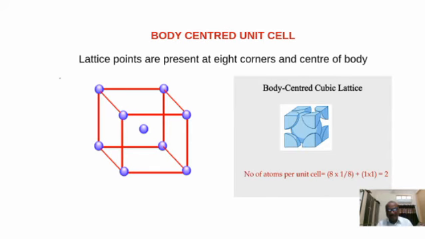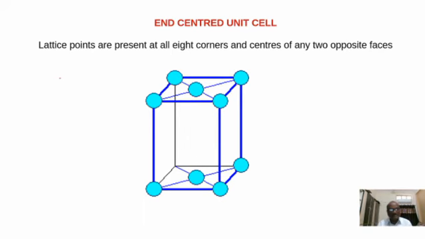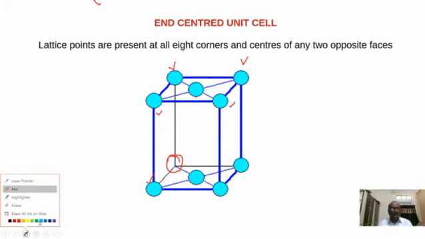Okay, like this we have discussed the 3 types. Next you can see the 4th type, end-centered unit cell, but this does not belong to the cubic system. What is the meaning of end-centered unit cell? End-centered unit cell means the lattice points are present at the 8 corners. Okay, and in addition to that, 8 corners you can see here. Here also one should be there. It is missing. The lattice point should be there here, the lattice point is also present here. They are missing here.